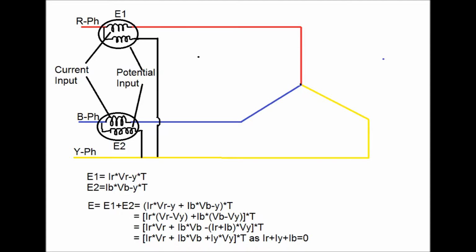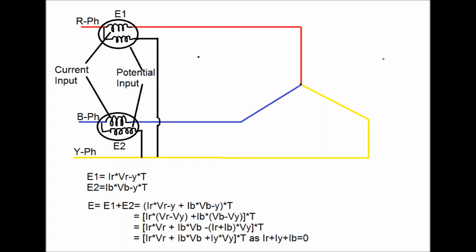Total energy measured for the 3-phase meter is equal to E1 plus E2, that comes to (IR into VRY plus IB into VBY) into T, where VRY is the voltage difference VR minus VY, that is the vector difference of phase voltages, and VBY is the vector difference of the voltage of B phase and that of Y phase. That comes to IR into VR plus IB into VB minus (IR plus IB) whole into VY.